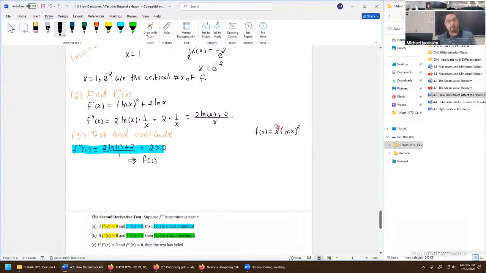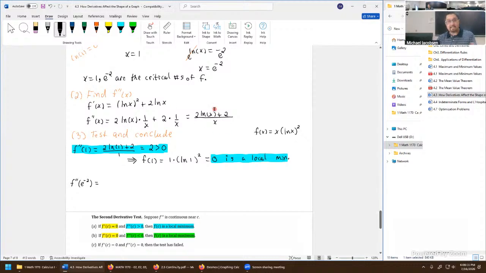Let's plug in 1 to see what that minimum equals. F at 1 is 1 times natural log 1 squared. But that's kind of convenient again. Natural log 1 is 0, so this is just 1 times 0 squared equals 0, and this is a local minimum. So 0 is the local minimum of this function, x times the natural log of x squared. And that was just one critical number, so once 1 is done, we move to the next, e power negative 2. We take second derivative at e power negative 2.